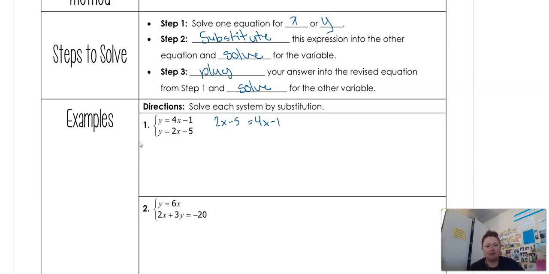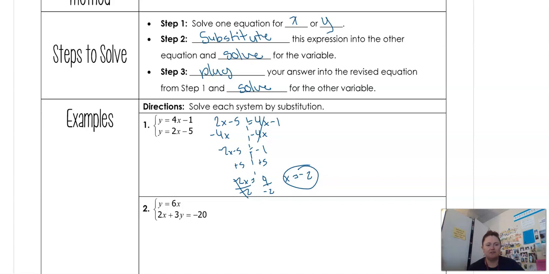Okay, now hit pause, finish this by yourself. Okay, hopefully what you got is minus 4x on both sides. Those cancel, that's negative 2x minus 5 equals negative 1. Add 5 to both sides. Negative 2x equals 4. Now I have to divide both sides by negative 2, so you should get x equals negative 2.